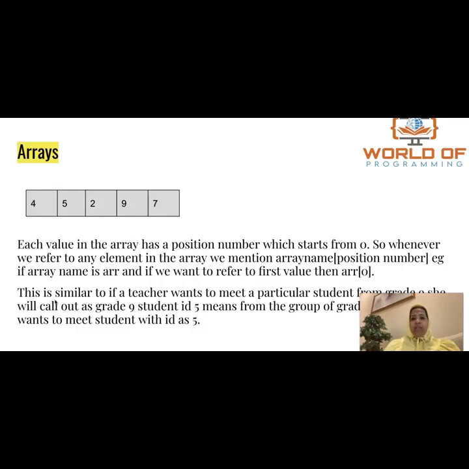So grade 9 is the name of the group, and in that group, the ID of the student or the position of the student is number 5. The same way here, ARR would be the name of the group and 0 would be the position of the element which we want to access.